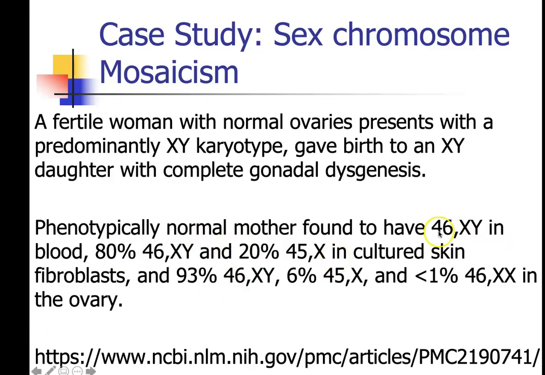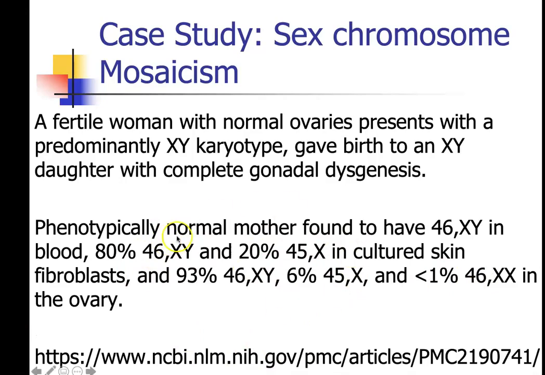When they actually genotyped the mother, who looks phenotypically like a typical woman, they found that she had a 46, that means 46 chromosomes, XY karyotype in the blood, 80% XY and 20% just a single X chromosome in skin cells, and 93% XY, 6% X, and less than 1% XX in the ovary. So this is wild, right? Almost all of her body tissues are XY, XX in the ovary, fertile. And very commonly you'll see these variations in sex chromosomes described with infertility, but that's not always the case.